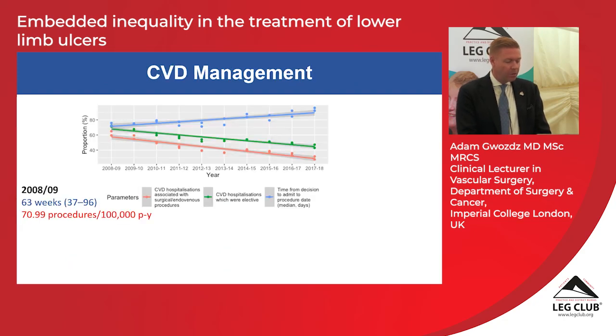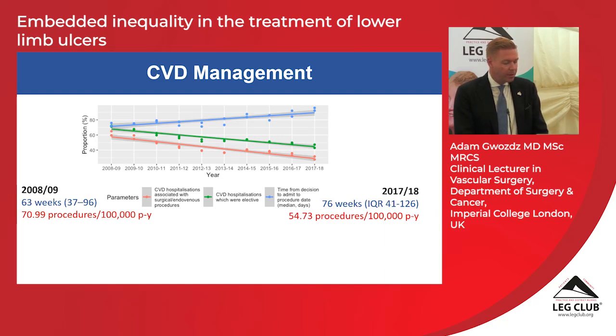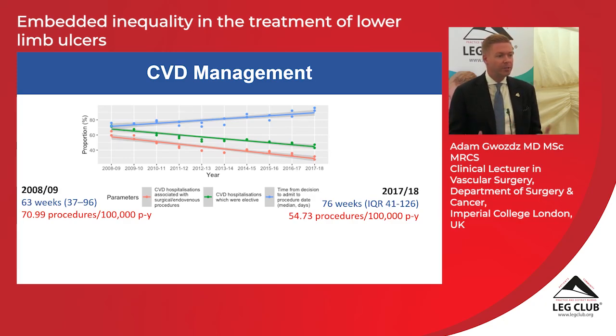Now, this I found quite interesting, and it parallels what Prof. Whiteley had said. This is essentially a graph. The x-axis is years over a 10-year period from 2008, and the y-axis is the proportion, and they're clearly diverging. The blue line represents the time from decision to admit for a procedure. So they've seen a GP, they've been sent to a specialist like a vascular surgeon, and the surgeon's decided this patient needs an intervention. What's the time it takes from that specialist decision to actually getting the intervention you need?